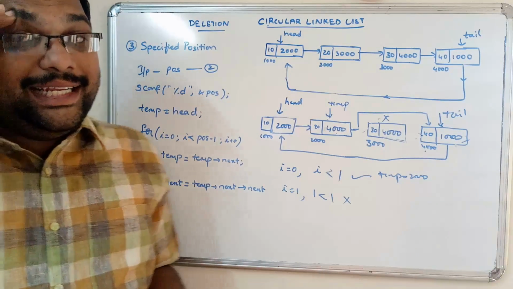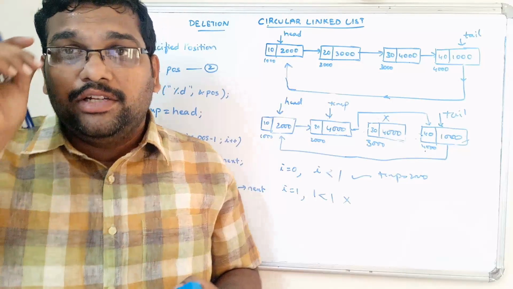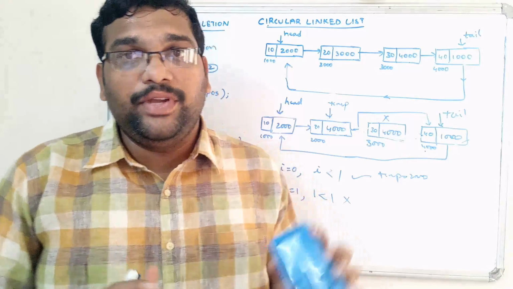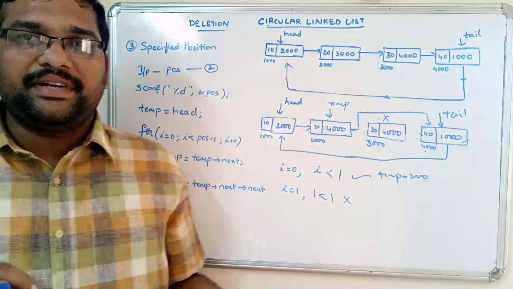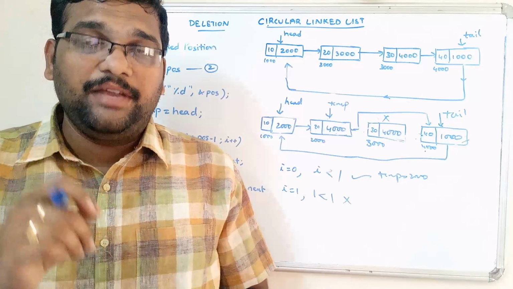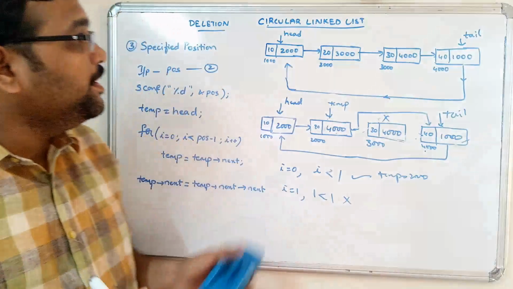So there is no change in deletion of an element from the specified position. The same code which we have used in the single linked list, the same thing we are using. There is a slight difference in deletion of an element from the beginning position and the ending position. Right. So let us stop here.